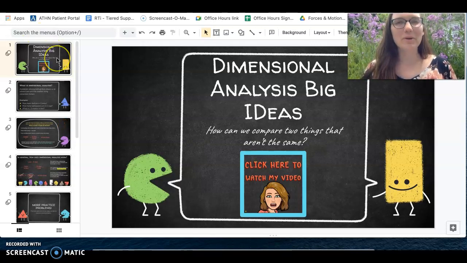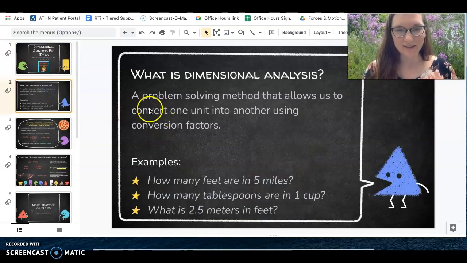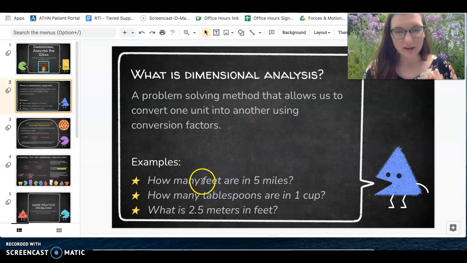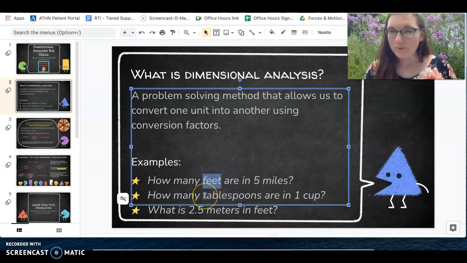So this unit is all about converting units, meaning that we're going to use conversion factors to convert one unit to another. So for example, we can find out how many feet are in 5 miles, or how many tablespoons are in 1 cup, or what's 2.5 meters in feet.